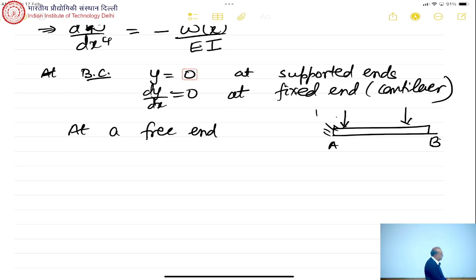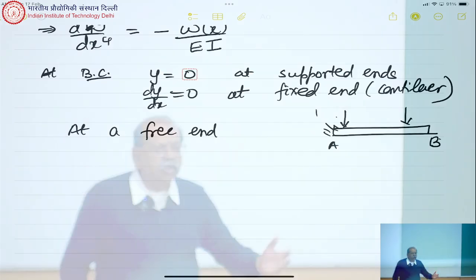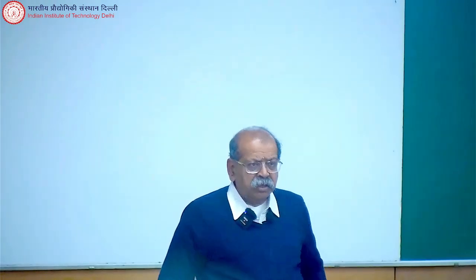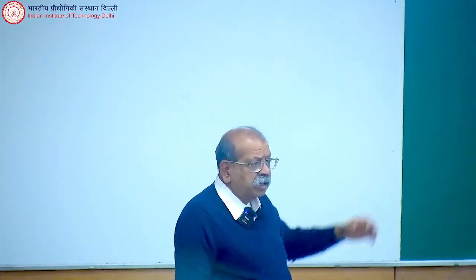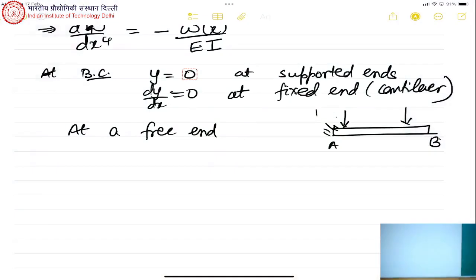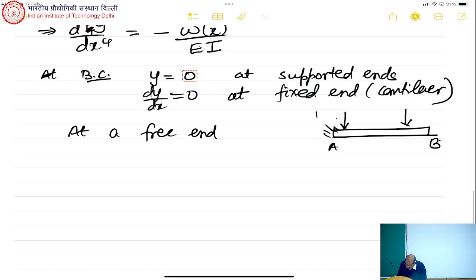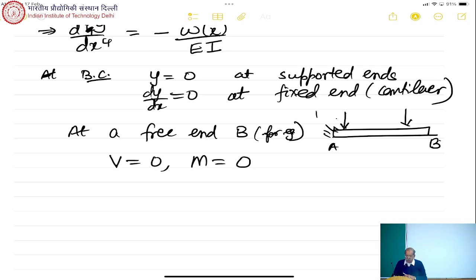we have a free end B. What condition do we have at the free end? Shear force and bending moment will be 0. At the free end B, the deflection will not be 0. So at a free end B, for example, here what we will have is V is equal to 0 and M is equal to 0.